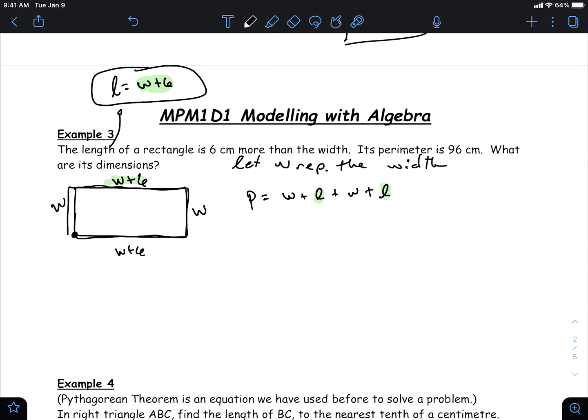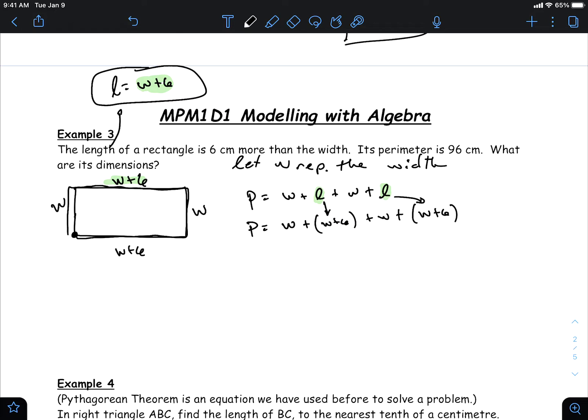Here's what you're going to get now. Perimeter is going to equal W plus, the length we saw is W plus 6, plus W, plus W plus 6. Are we happy? There's no expansion to be done here. I put the brackets in just to keep everything nice and separate. We can visually see how this came to be. You can see there's the length we were talking about.